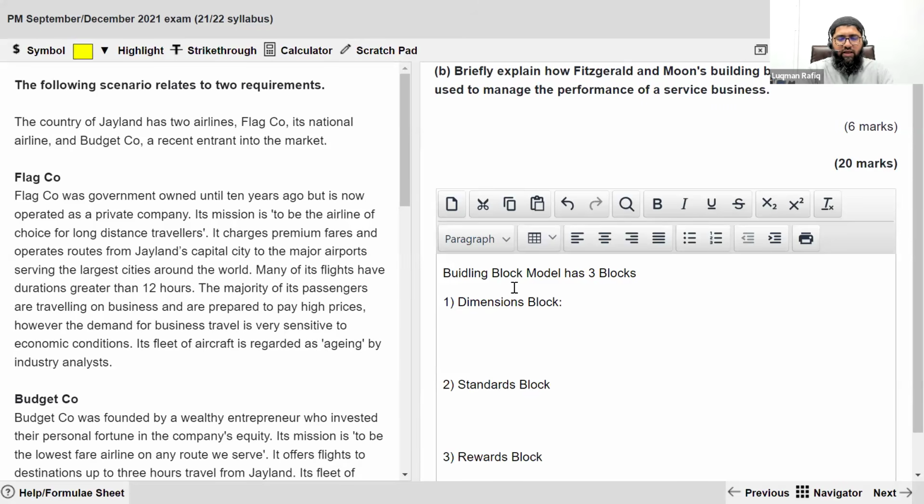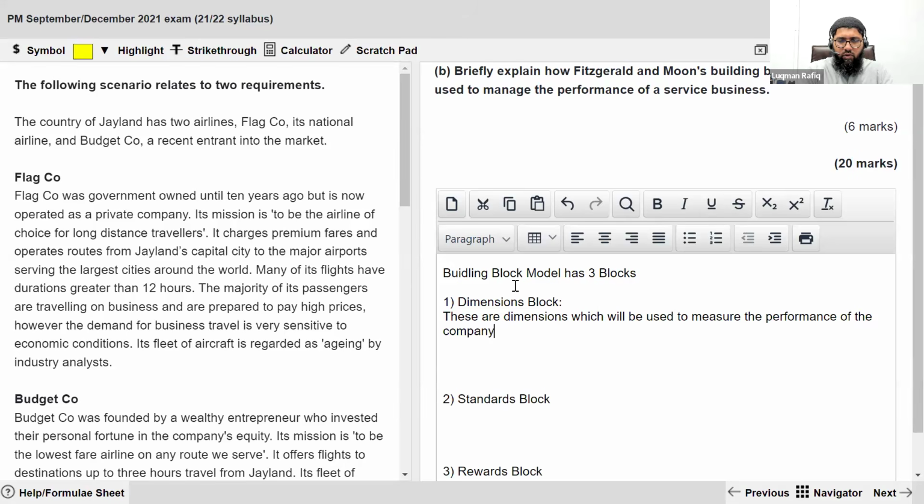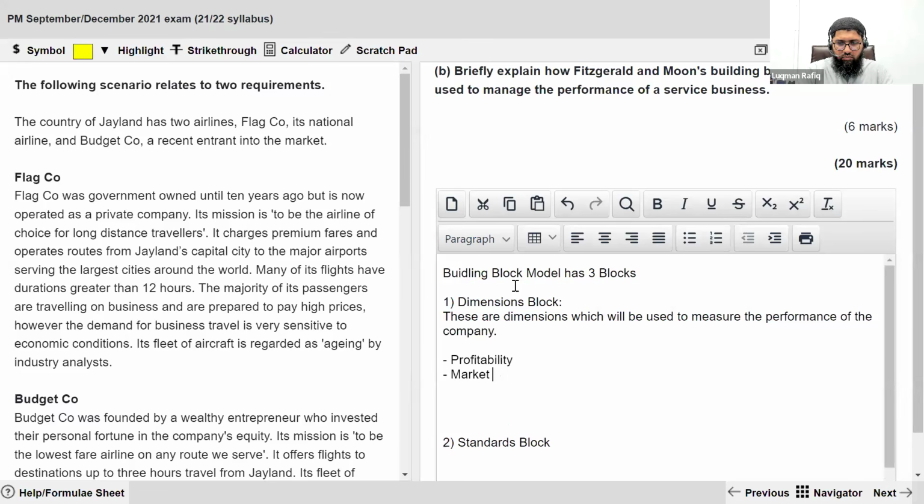What is this dimensions block? These are the dimensions which will be used to measure the performance of the company: profitability, market share, quality of service, flexibility, resource utilization, efficiency.